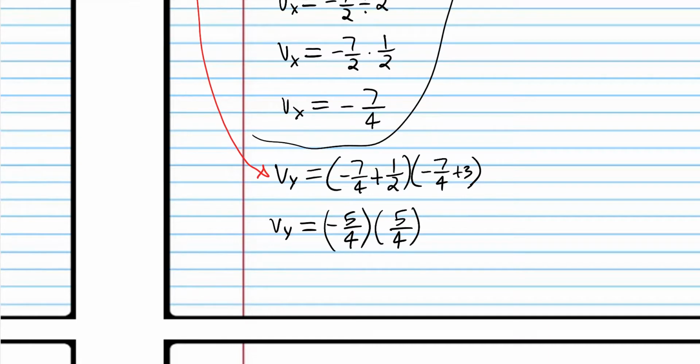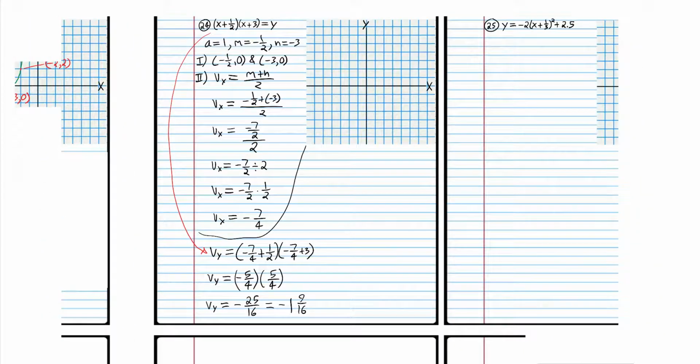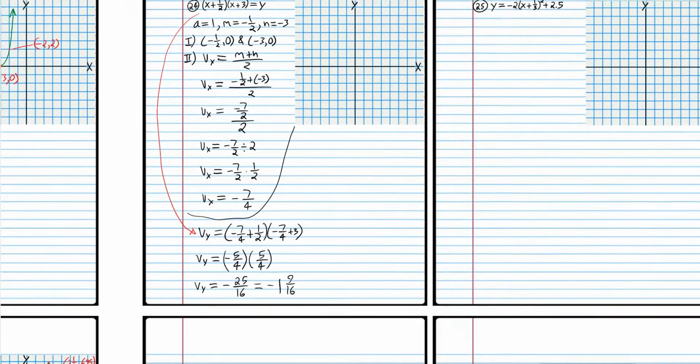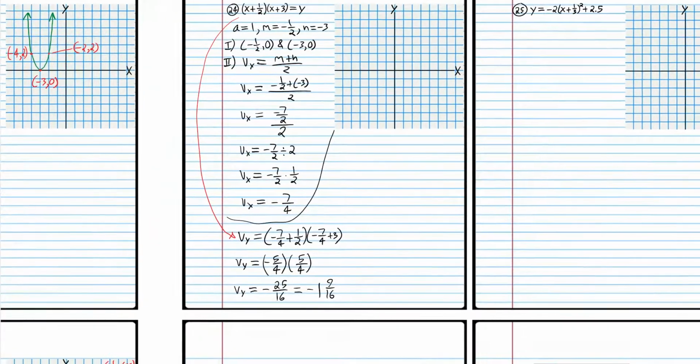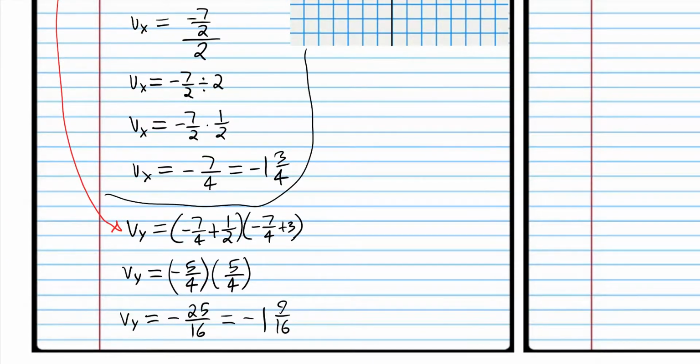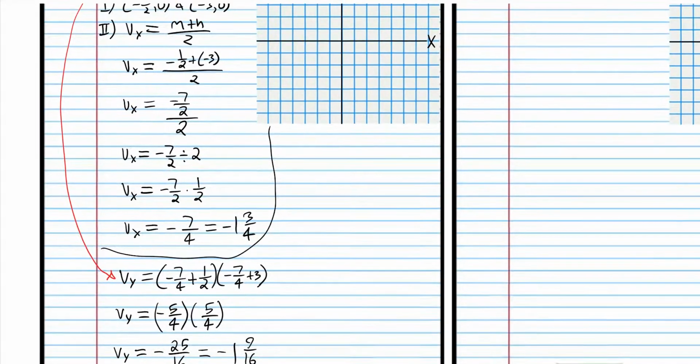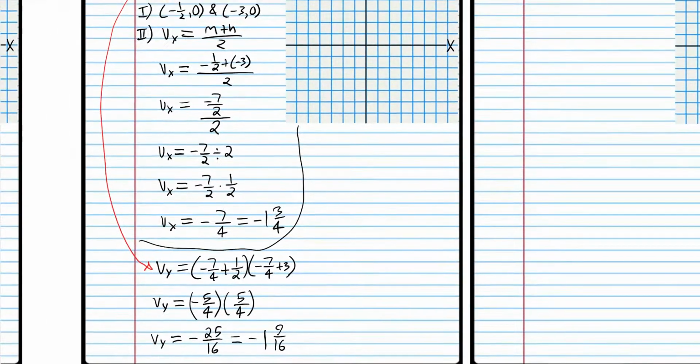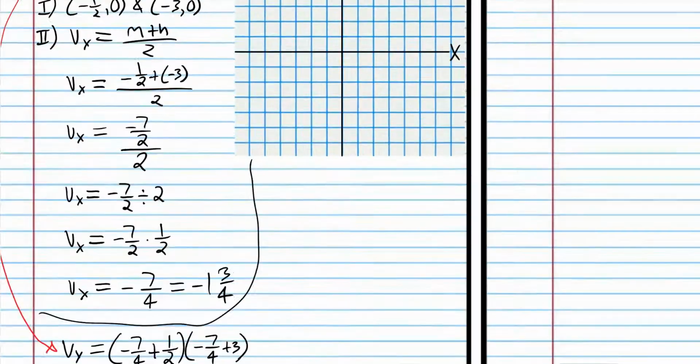And so multiplying those, we get negative 25/16, and we can change that to a mixed number so it's easier to graph. And we get negative 1 and 9/16. Okay, so negative 7/4 and negative 1 and 9/16, and we can change this to a mixed number if that makes it easier to graph. So negative 1 and 3/4 and negative 1 and 9/16.